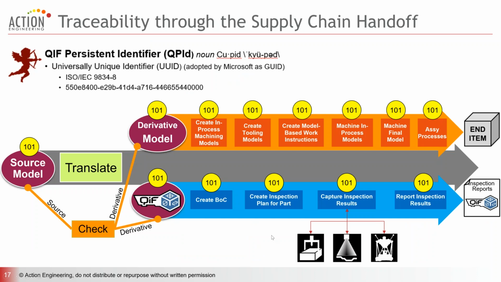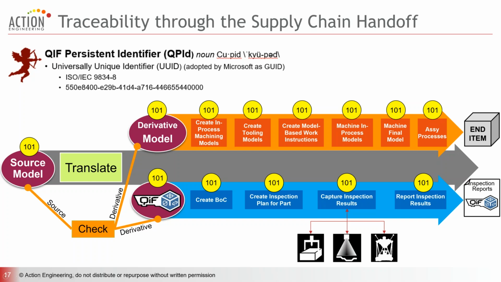So the traceability is really enabled by what we call a quality persistent identifier, or a QPID, as we so affectionately call it, which has really adopted the UUID standard, an ISO standard adopted by Microsoft, where it is known as the GUID. It's essentially a social security number for a characteristic.